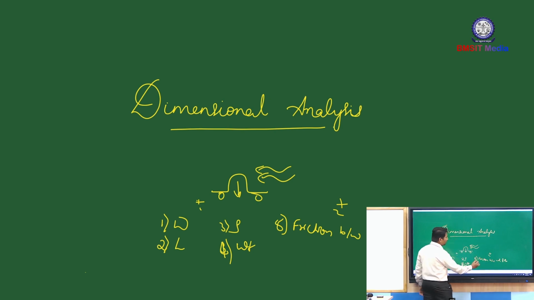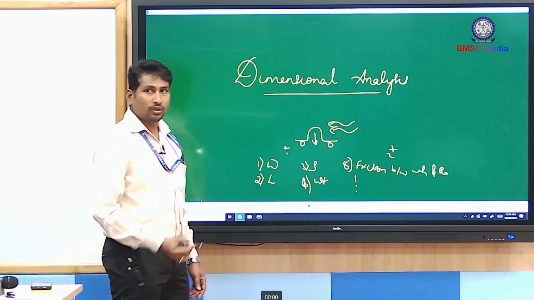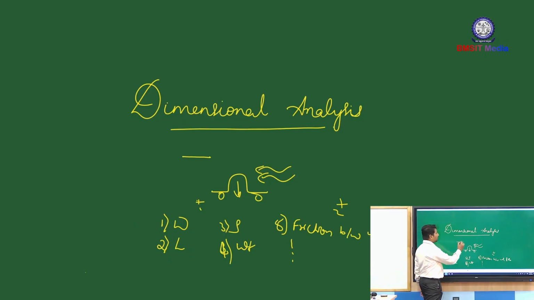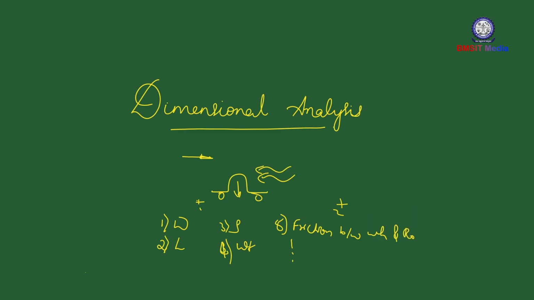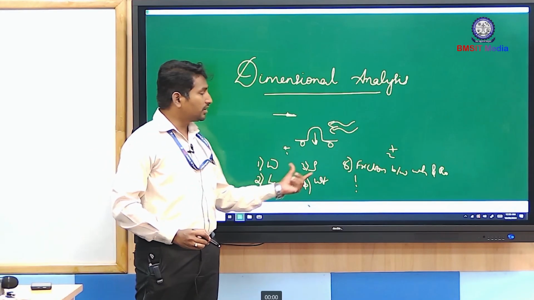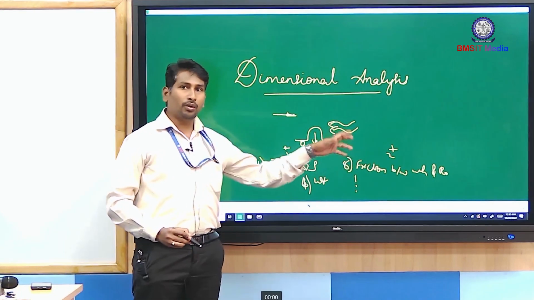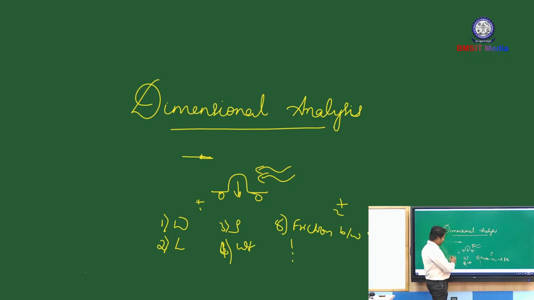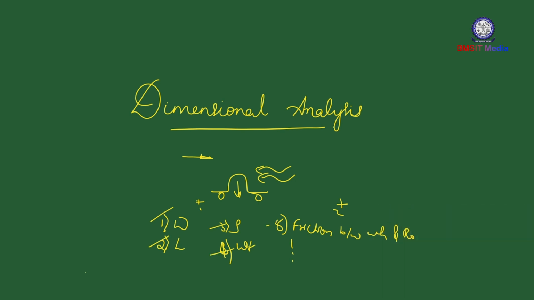So like this, I can list out so many variables that can affect this process. What is the process? Movement of the car from point 1 to point 2. The process is very simple, but the variables involved are so many. So if I want to solve this analytically, it is very difficult because of so many variables.